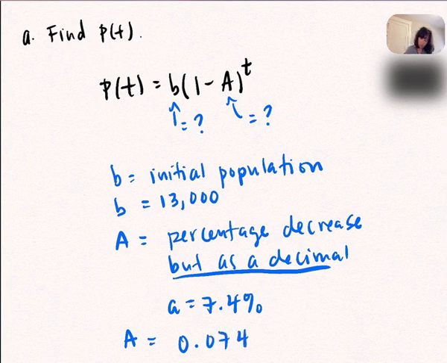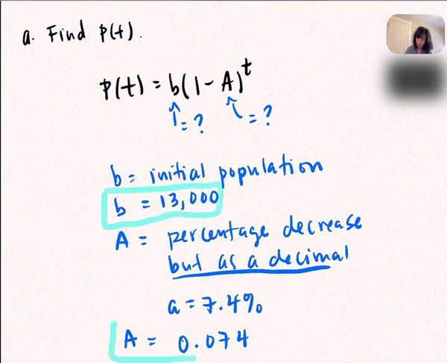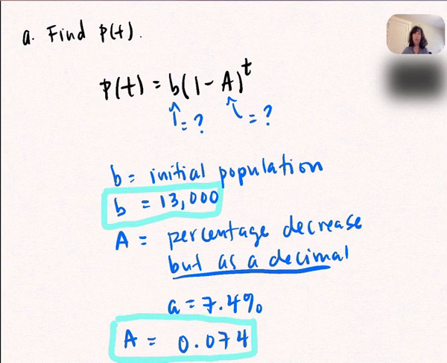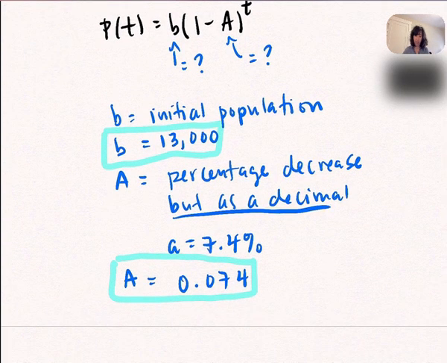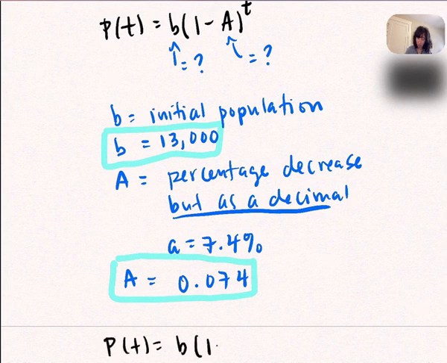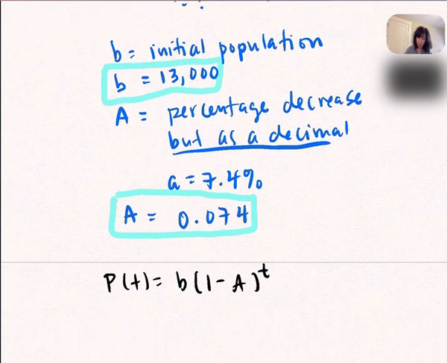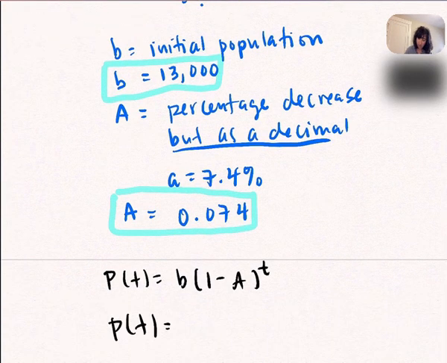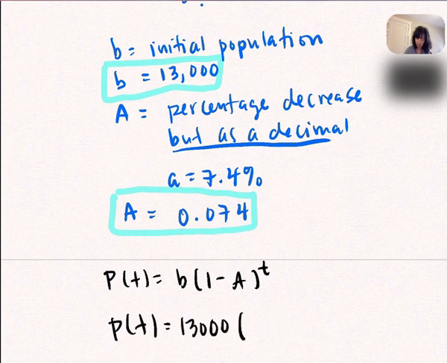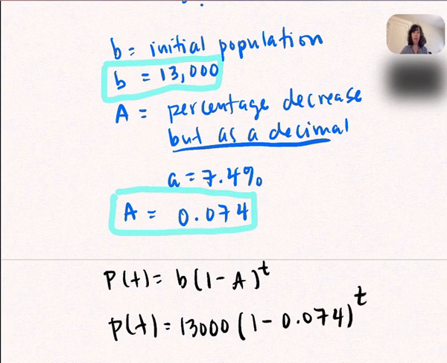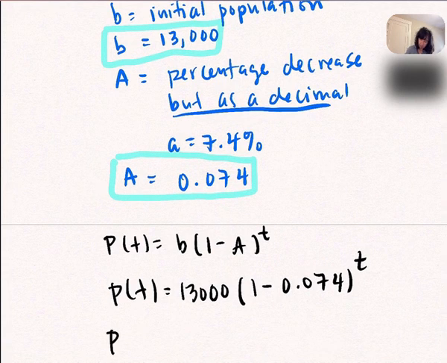So these two numbers are going to be plugged into our general formula. I can take the formula for p of t equals b times (1 minus a) to the t, and plug in b is 13,000 and a is 0.074. Now if I simplify this a little bit, in other words, if I subtract right here, 1 minus 0.074, I'm going to get an equation in the form that we were supposed to have.